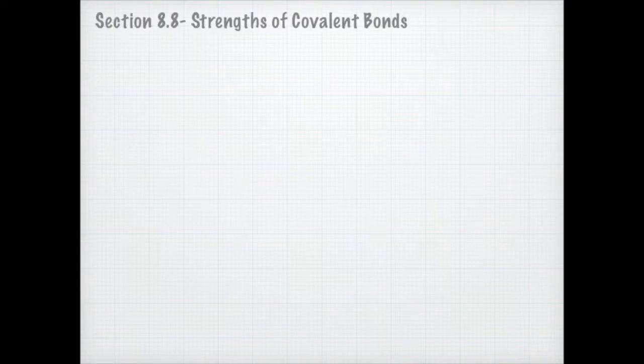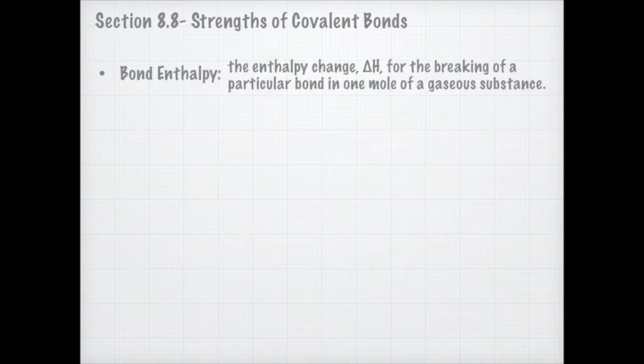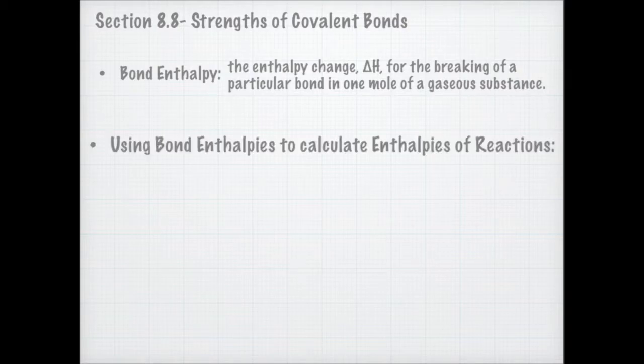In this lesson, I'm going to talk about another way of calculating the enthalpy of reaction. The second way of calculating enthalpy of reaction is by using bond enthalpies. Now, a bond enthalpy is the enthalpy change for the breaking of a particular bond in 1 mole of a gaseous substance. So when we're talking about bond enthalpies, it's the change in energy that occurs when a particular bond is broken.